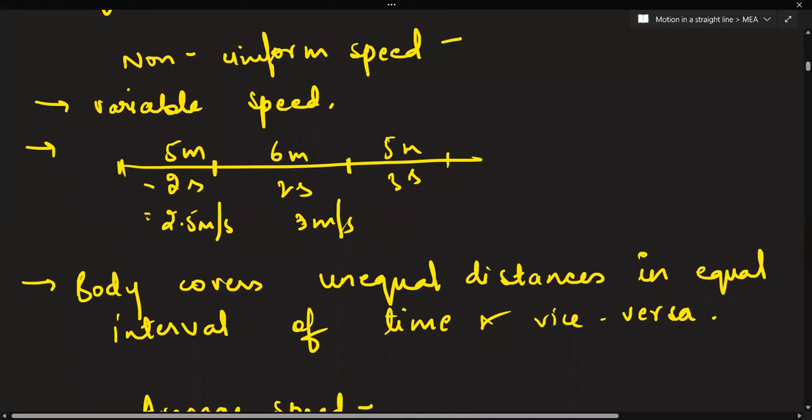And in non-uniform, see this figure. In 2 seconds, 5 meter is covered. In 2 seconds, 6 meters is covered. In again 3 seconds, irregularity of time, 5 meters is covered. This is the difference: how the body covers distances in equal intervals of time, and the opposite of it, unequal distances in equal intervals of time, or equal distances in unequal intervals of time.